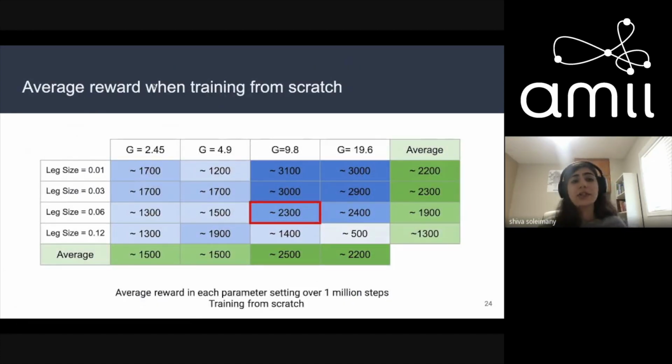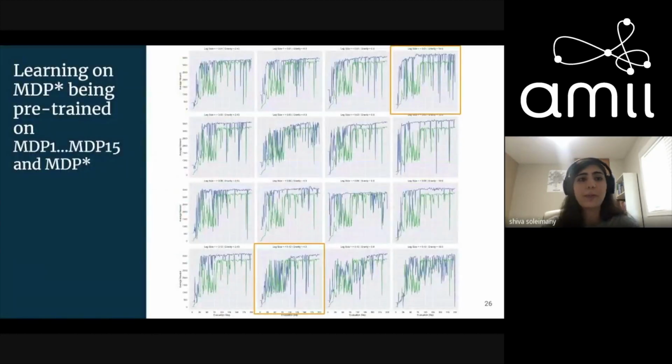So this is the average reward over a million steps for each of the parameter settings. This is our base parameter setting, and this is the average reward on each of the other 15 parameter settings. So I want you to remember this number. This is the average reward when the agent learns from scratch in the base environment.